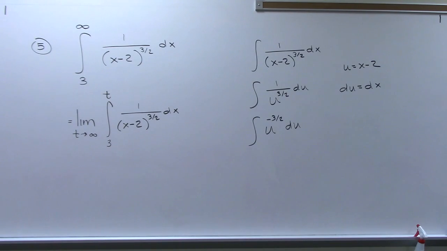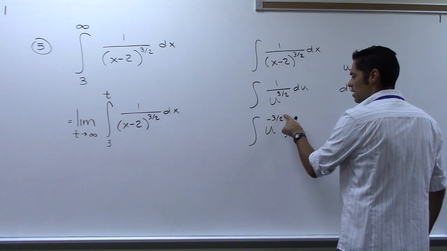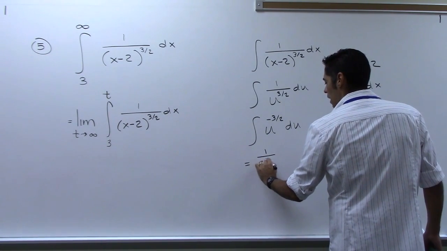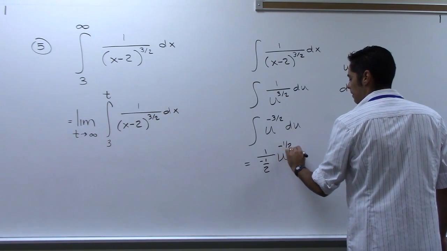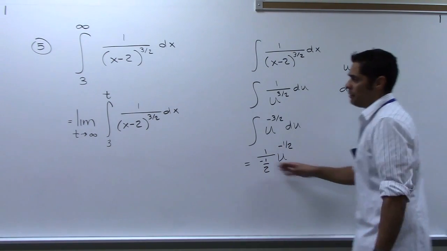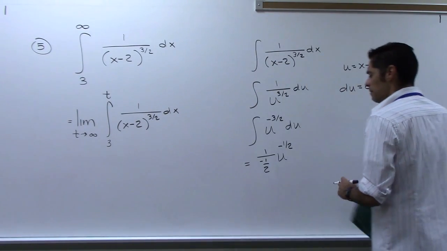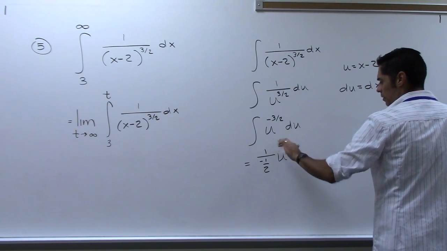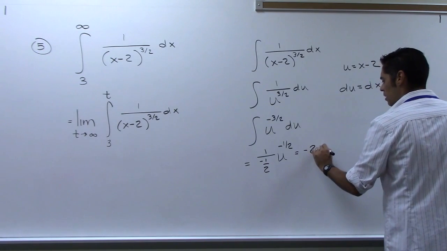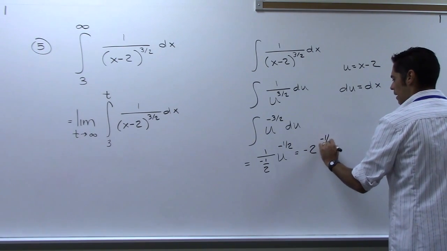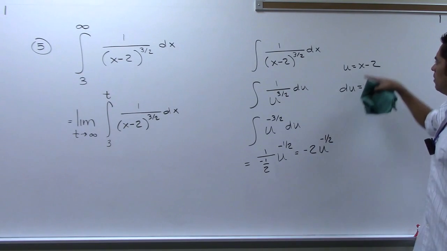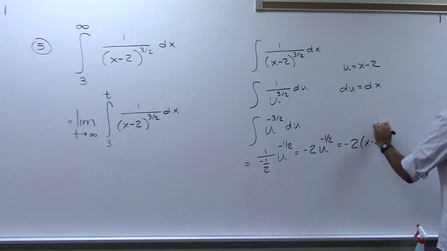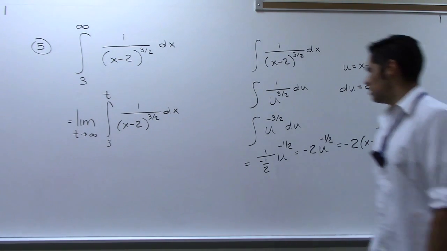All right, now we're going to actually just use the power rule. So I'm going to add 1 to this. If you add 1 to that, you get negative 1/2. So this will be equal to 1 over negative 1/2 times u to the negative 1/2 plus a constant. But whenever we're doing definite integrals, we don't need to consider the constant of integration because it's always going to cancel out. I'll probably show you that in class. So this is going to be equal to, well, we flip and reciprocate there. So it's negative 2 u to the negative 1/2. And then u was x minus 2. So negative 2 times (x minus 2) to the negative 1/2. All right, that's my antiderivative.